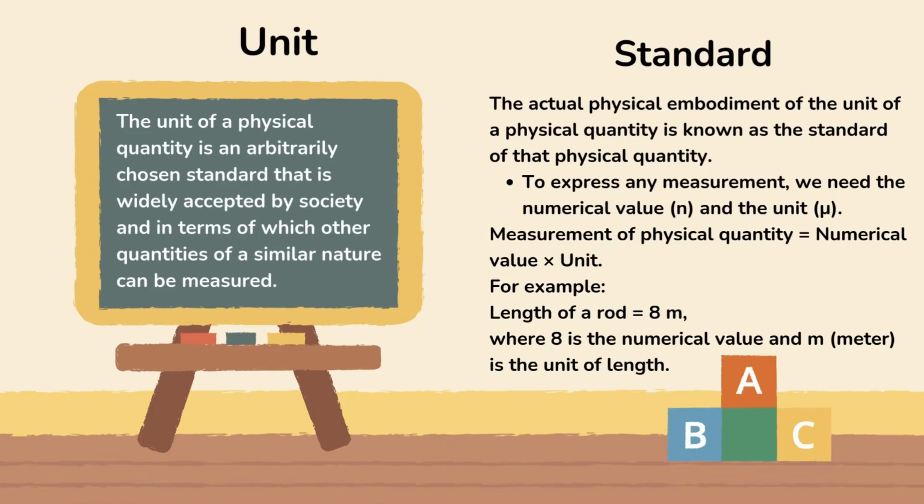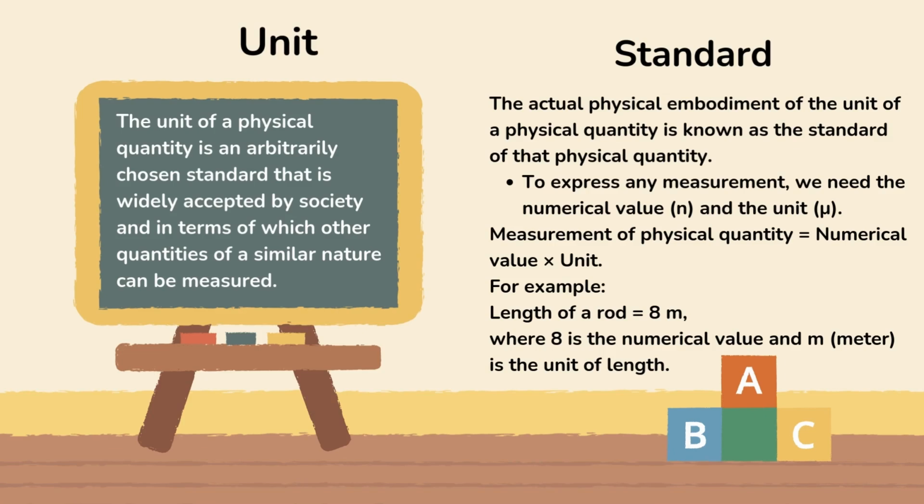Next is unit. The unit of a physical quantity is an arbitrarily chosen standard that is widely accepted by society and in terms of which other quantities of a similar nature can be measured. Next is standard. The actual physical embodiment of the unit of a physical quantity is known as the standard of that physical quantity. To express any measurement, we need the numerical value, n, and the unit, u.